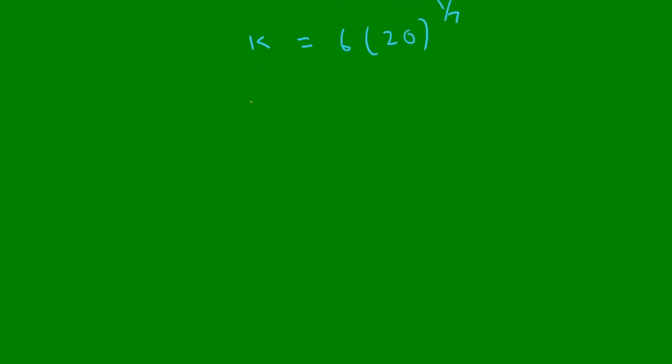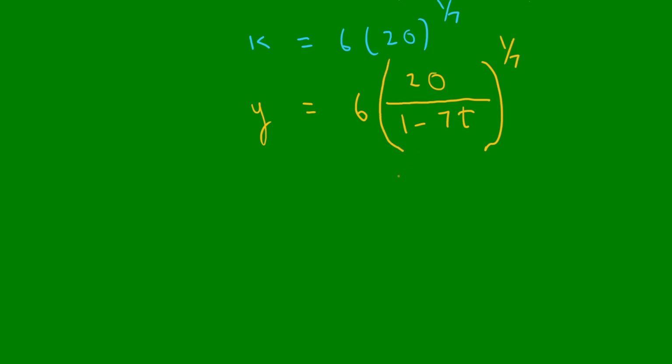Then plugging that back into the general solution gives this. That is, y is equal to 6 times 20 over 1 minus 7t to the 1/7. And that's our final answer.